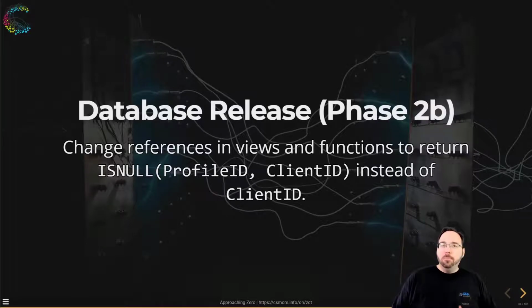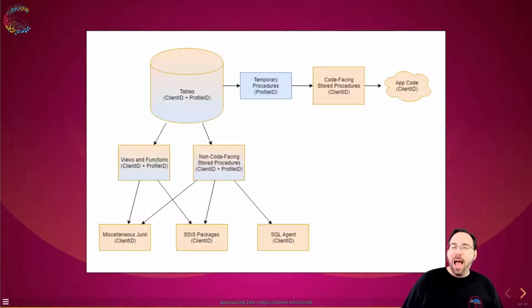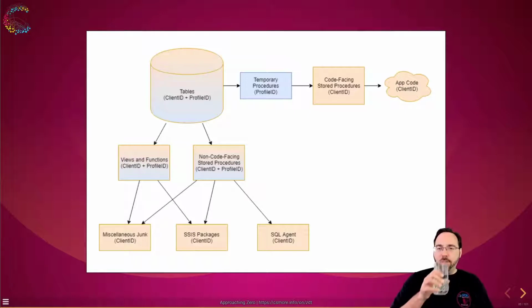Release phase 2B. Change references and views and functions, and return is null profile ID and client ID instead of just client ID. By the way, this slows down queries, especially if it's a WHERE clause. But this slowdown was going to be over the course of dozens of minutes. So not the worst thing in the world. So we now have looking for client ID and profile ID in the stuff that doesn't face application code.